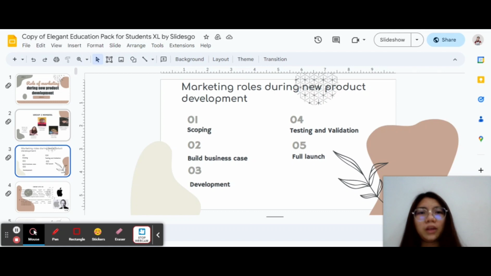So for marketing roles during new product development, there are 5 stages. The first stage is scoping. The second stage is building business case. The third stage is development. The fourth stage is testing and validation. The final stage is full launch.